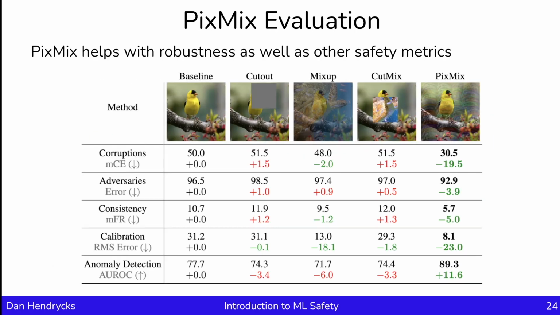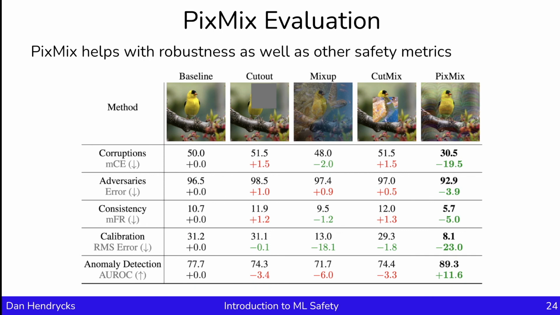Now let's see how PixMix compares to various other data augmentation techniques with respect to various safety metrics. We can see that PixMix does better than some of the data augmentation techniques discussed in this lecture and previous lectures. For example, on corruptions, the other techniques vary around 50%, albeit Mixup does improve the corruption robustness by a small amount. PixMix improves it by approximately 20 percentage points.